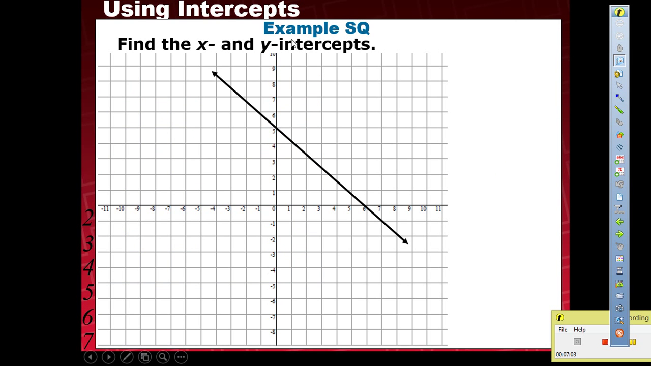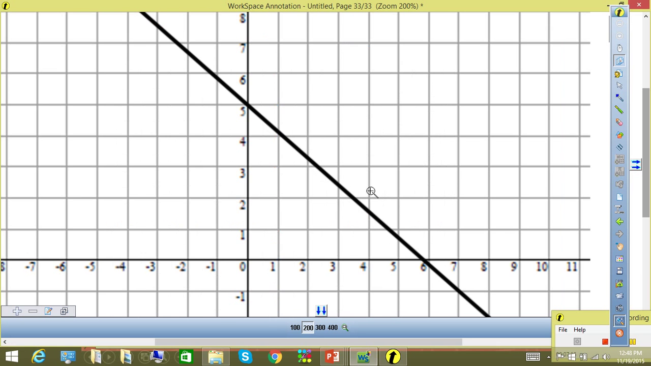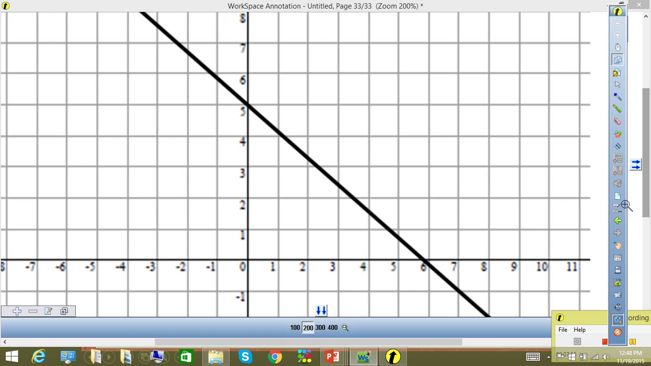Example SQ. It says find the x and y intercepts, and they give us a line. Here's the line. You have your ruler. You have your graph. Let me zoom in so you can see where it crosses. Graph that line and identify your x and y intercepts. Copy that, and then we'll go over it. Go. Okay. Everybody should have already graphed the line, identified your x and y intercepts, right? Okay, share with your neighbor, see what they got.